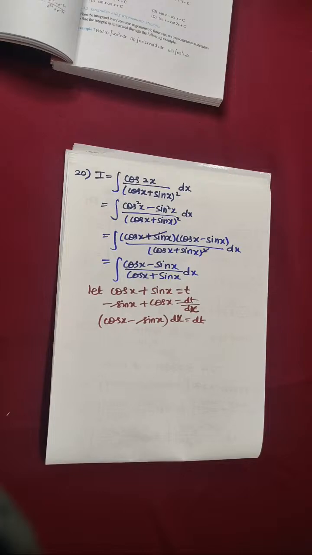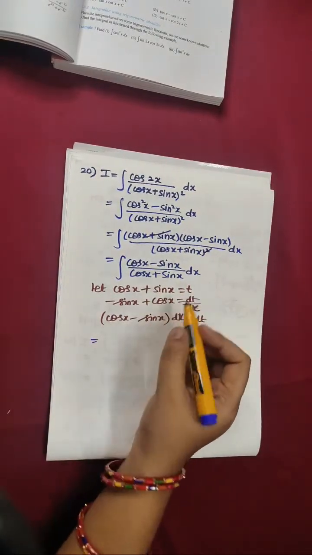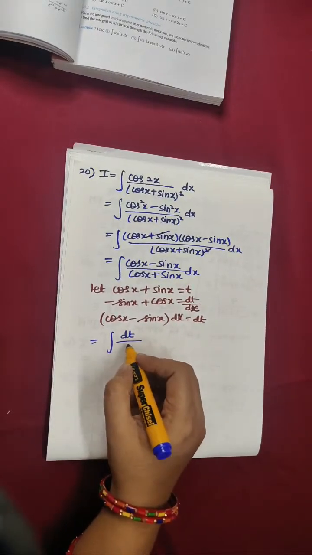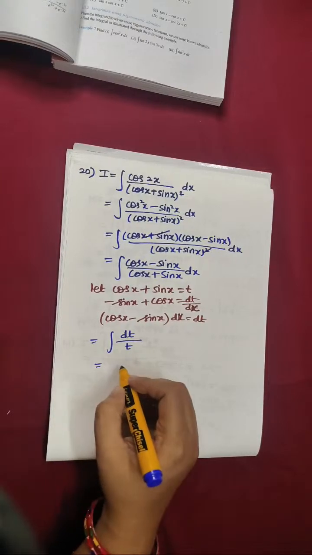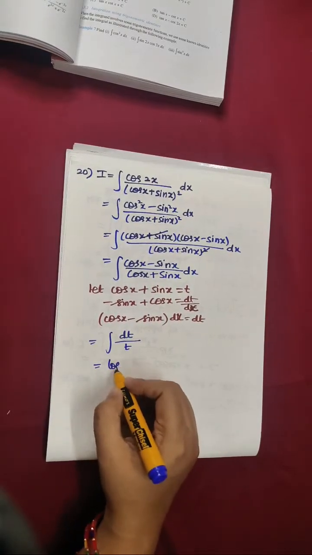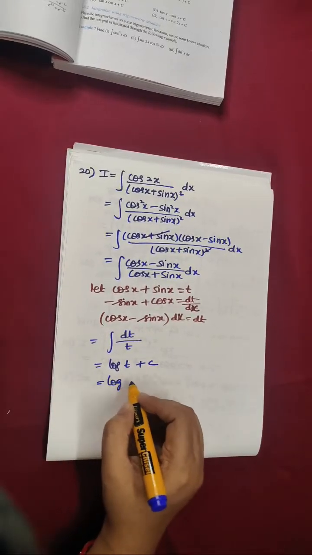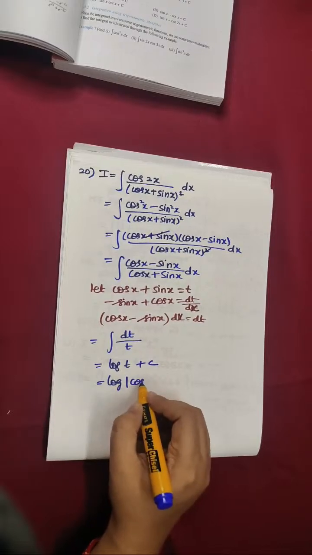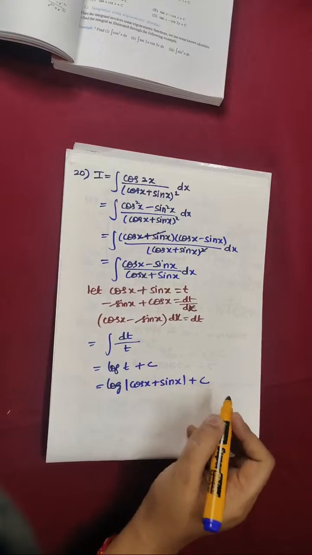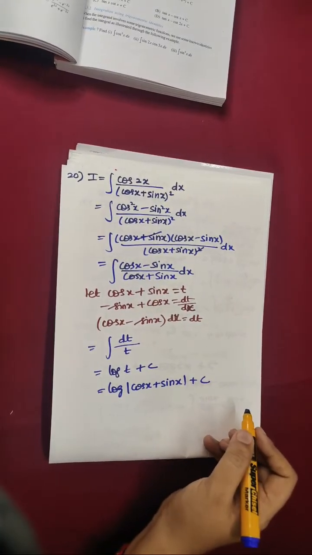Now replacing in the given question, in place of cos x minus sin x into dx, you can write it as dt, cos x plus sin x as t. So using the formula, 1 by t dt as log t plus c. Replace t in terms of x. So you have log of cos x plus sin x plus c. This is the required answer. Any doubt on this?